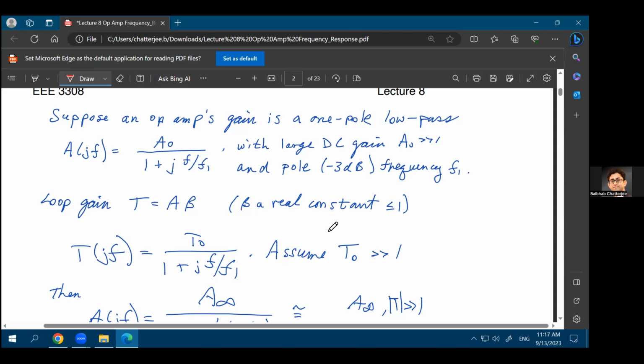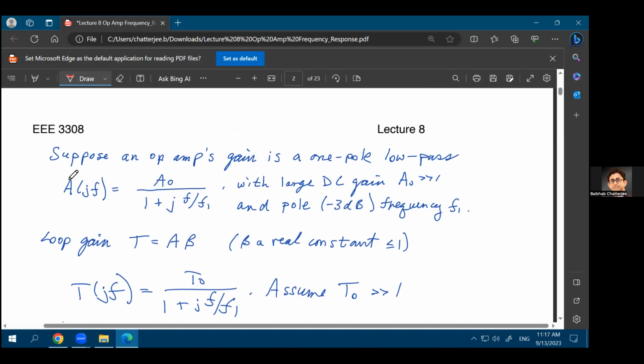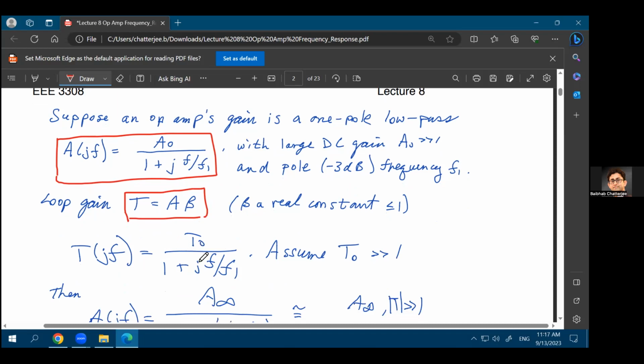So we have already analyzed ideal op amps and non-ideal op amps. How does this idea of frequency response change your analysis of non-ideal op amps? You already know that you can represent the gain as a function of frequency. What would happen to the loop gain T, which is equal to A times beta? The loop gain will also become a function of frequency because A is now a function of frequency. So that's the only change that is happening.